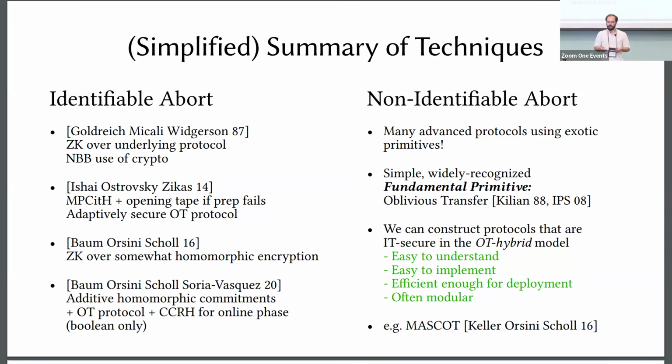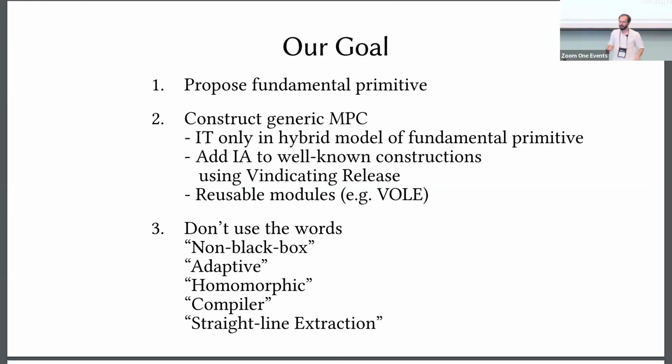Not only that, but they're typically relatively modular, so they benefit from improvements elsewhere in the literature. When we make improvements here, those improvements also tend to apply to purpose-specific protocols that achieve specific tasks. Maybe the definitive example of something like this is the MASCOT protocol from Keller, Orsini, and Scholl. But of course, there are lots of others as well. The goal of this work is to make the identifiable abort world more like the non-identifiable abort world. So we'd like to propose some kind of simple fundamental primitive, something that hopefully is a little bit like OT.